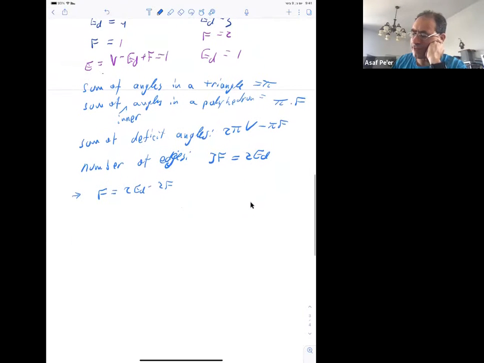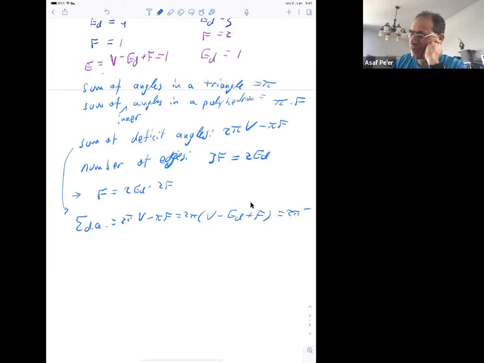And so the sum over deficit angles is 2 pi v minus pi f, which is 2 pi v minus edges plus f. Just 2 pi, the Euler characteristic. That's it. A little bit of imagination, not too much.